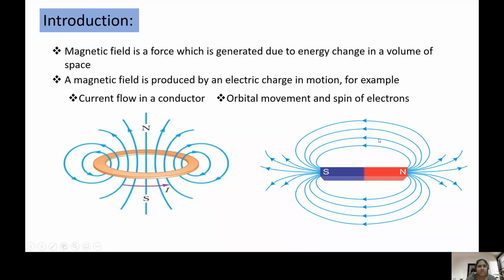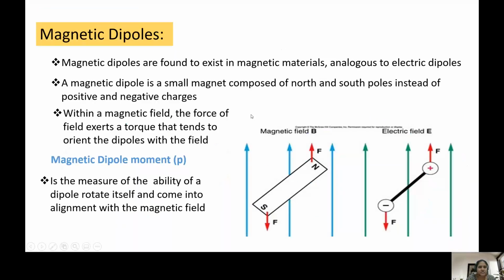This magnetism develops mainly due to two reasons. The first is the current flow in a conductor or in a material, which produces the magnetic lines of force and develops the magnetic field. The second reason is the orbital movement and the spin of the electrons. These are the two reasons to produce the magnetic field.